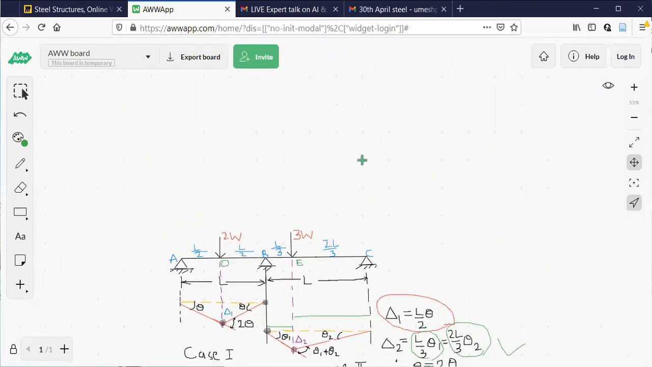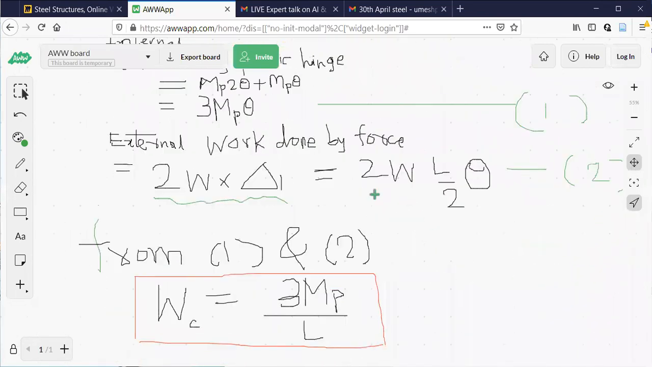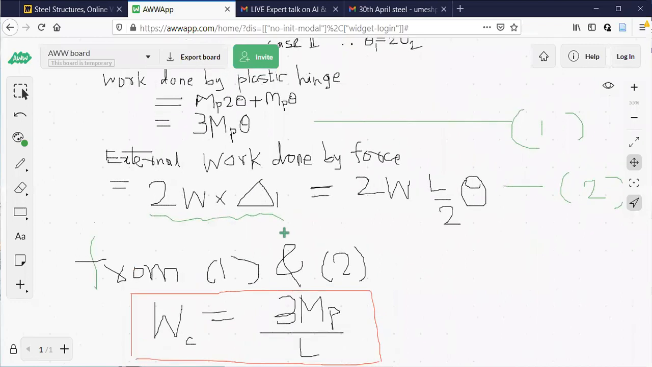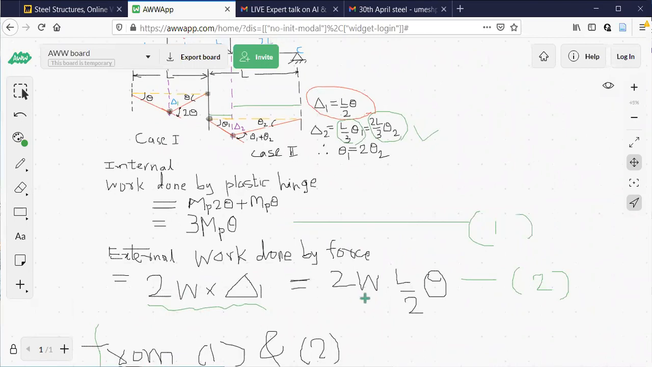2W is the force. It has displaced this point D by this much, delta 1. So 2W into delta 1 is the work done by the external force. But delta 1 is what? You look at this. Delta 1 is L by 2 theta. So what I have done, 2W as it is, L by 2 theta is written.